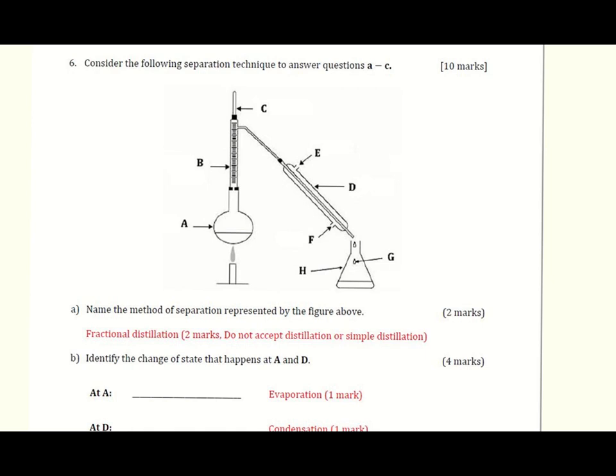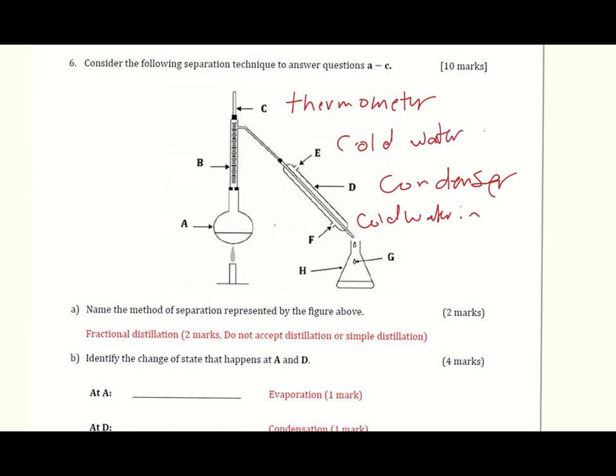First, before we start, let's describe the process and label the apparatus. C is a thermometer. D is a condenser. Here, F and E are cold water in and out. So F is cold water in, and E is cold water out. G is the distillate because it is the pure liquid that you are collecting, and we call it distillate. H is a conical flask.